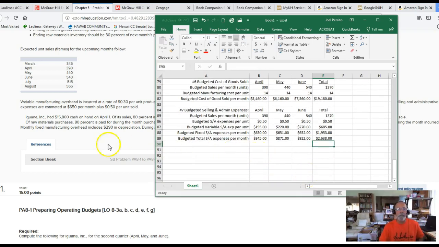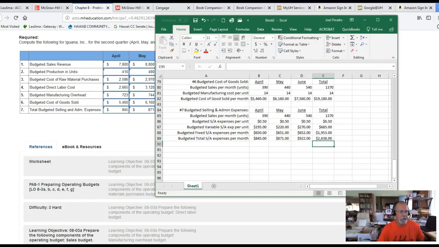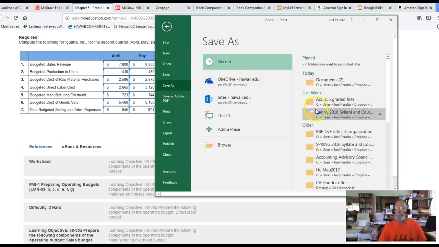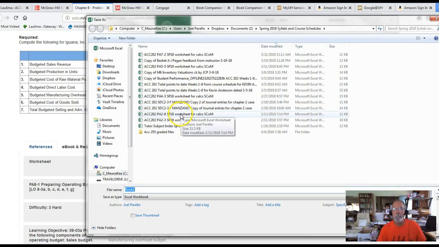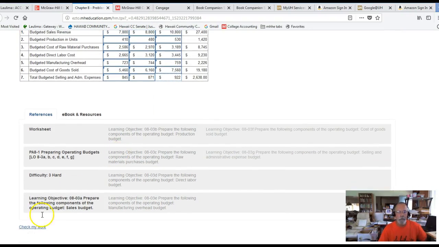Okay, so let's try those. 845, 871, and 922, 2638 total. Let me save this file. Okay, check my work.